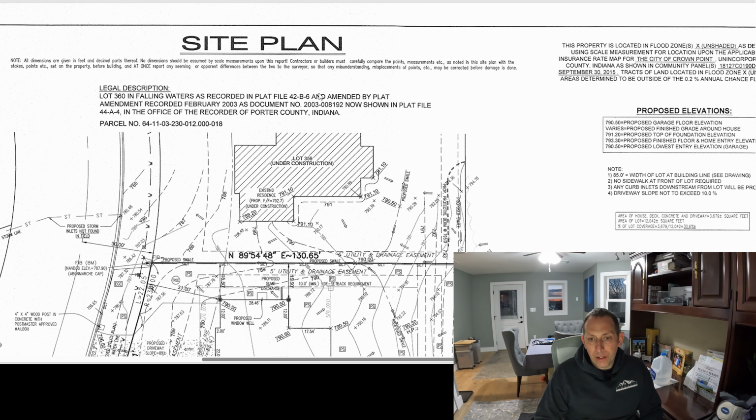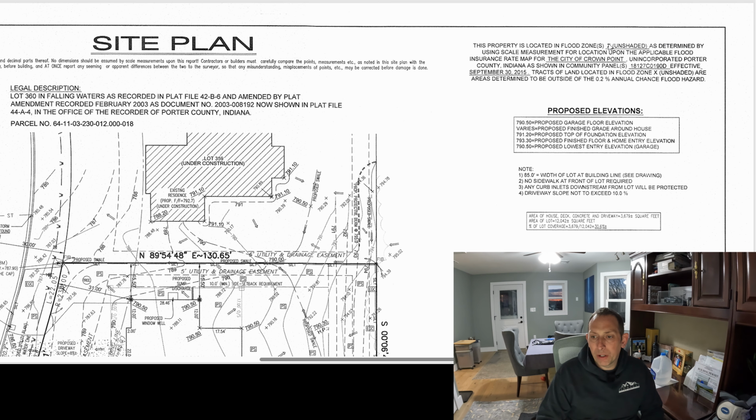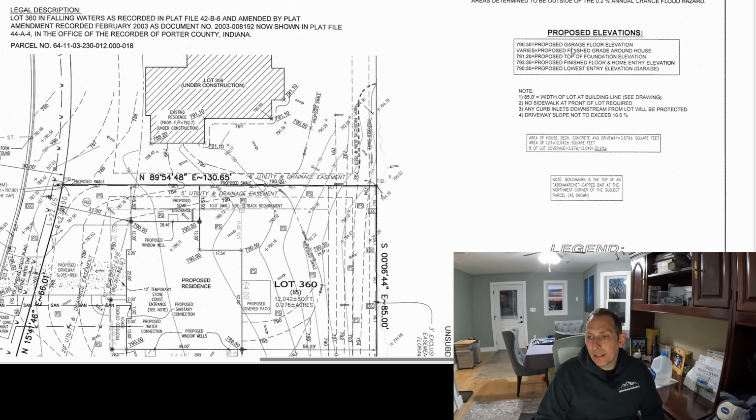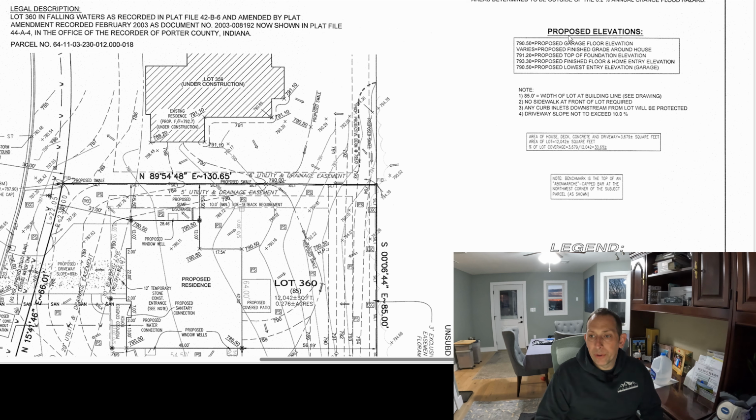You know, it's got the lot number, all the gibberish that comes along with the legal description, and the parcel number. Then over here, it's gonna tell you about flood zones, right? We're in an X unshaded, which means non-flood zone. It tells you the municipality you're in. And here's where stuff starts to get important for you, right?